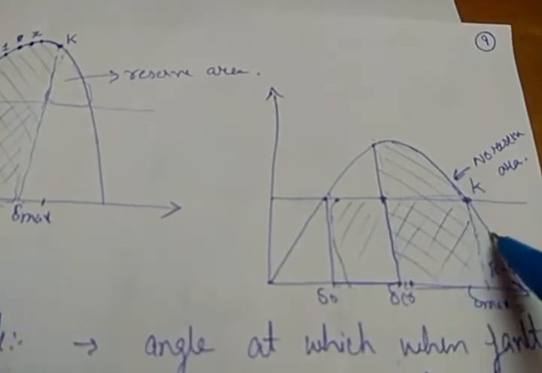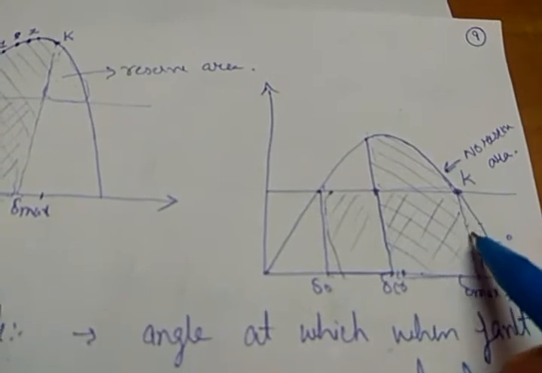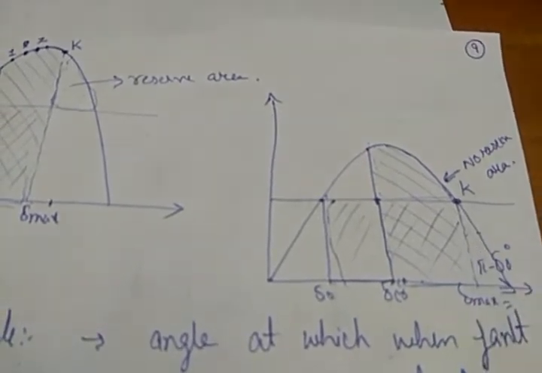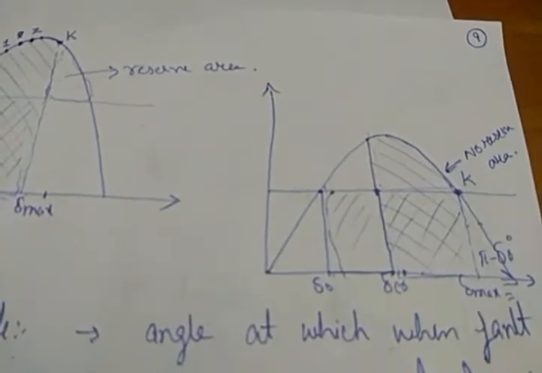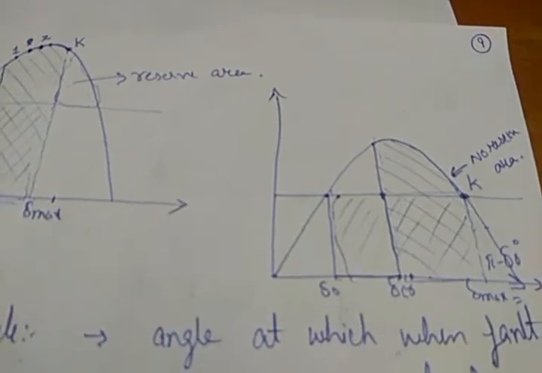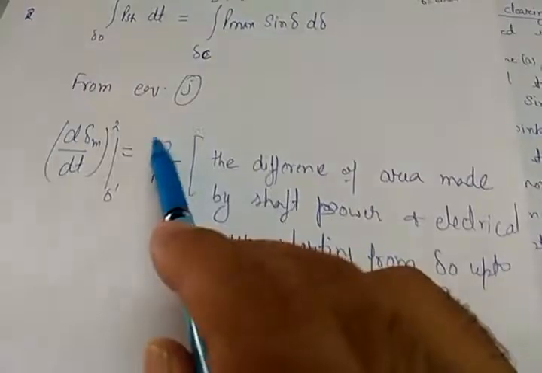And the more we delay the clearing angle, the less electrical power we will get. Okay. So the difference between the mechanical power area and the electrical power area will increase. And because I am saying the difference will increase, d delta by dt will increase. So the system will thus lose synchronism, or the system may become unstable.